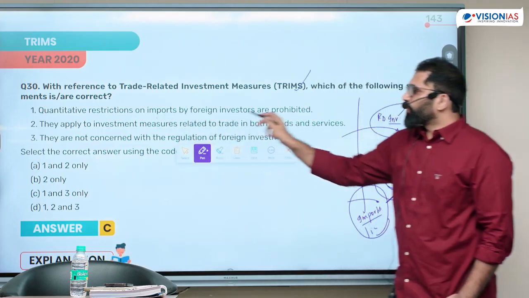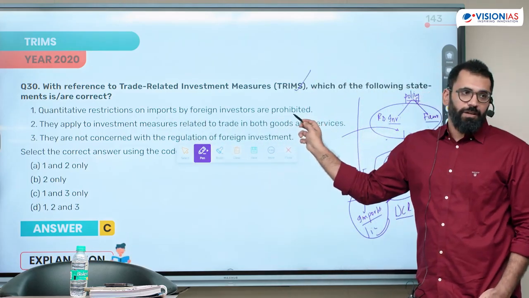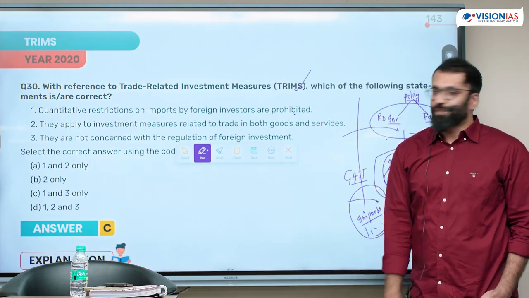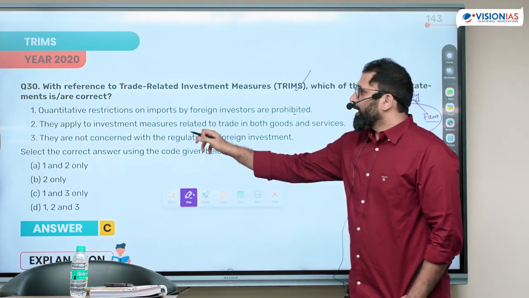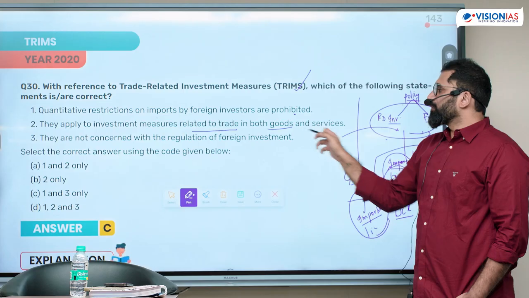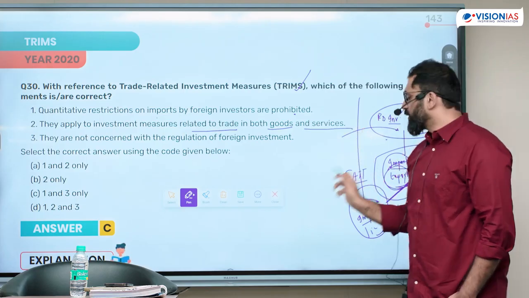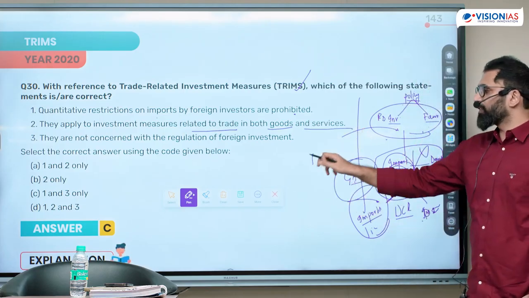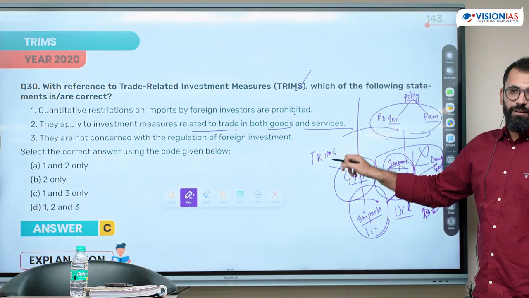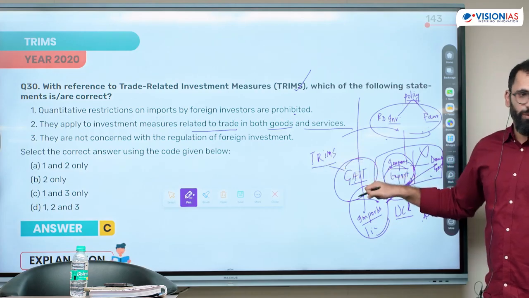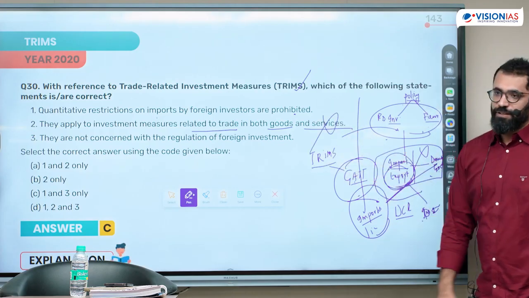Quantitative restrictions on imports by foreign investors are prohibited. So you can't have quantitative restrictions on imports. They apply to investment measures related to trade in both goods and services. I told you TRIMS is part of GATT. That means only on trades in goods. It is not part of trade in services.